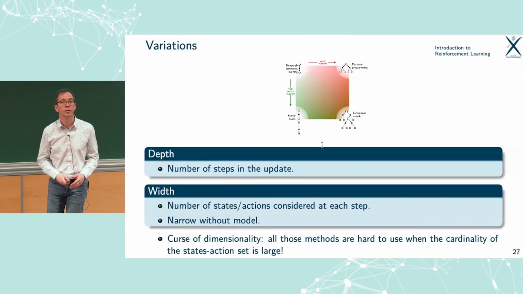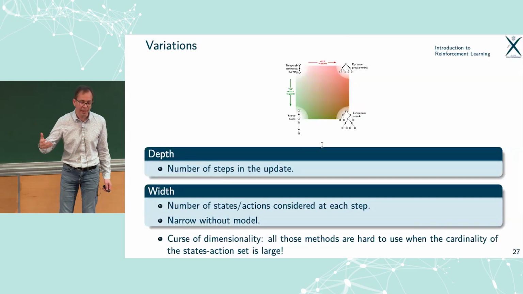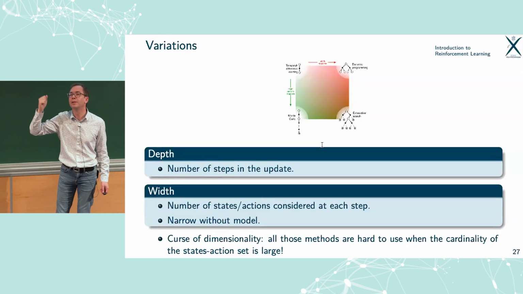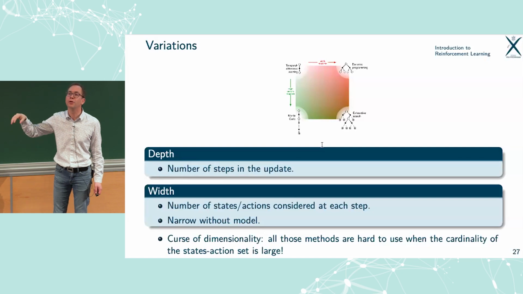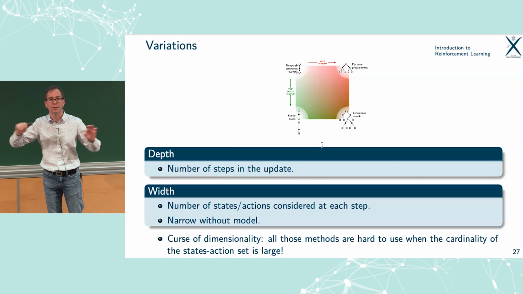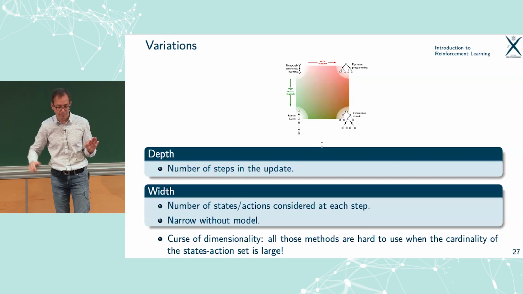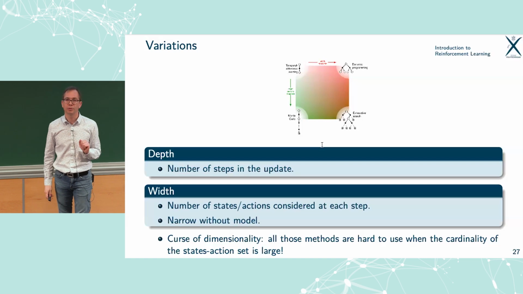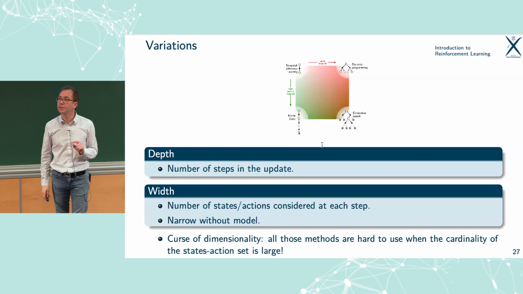Regarding the variation, we can play on the depth, the number of steps we are collecting before we do an update. And we may try to look at the width, the number of actions we consider at each time step. Huge literature on this. Almost nobody is using this in the real world.